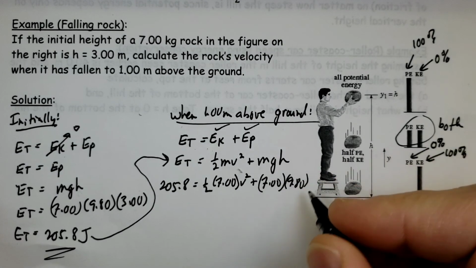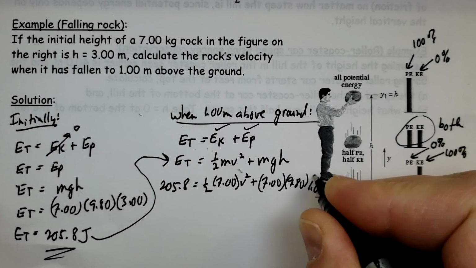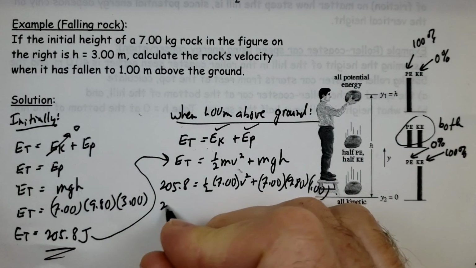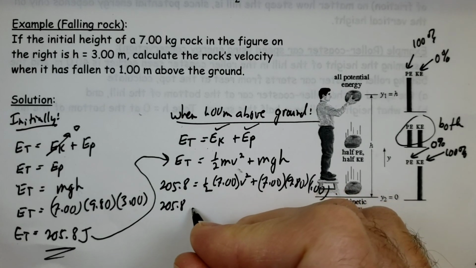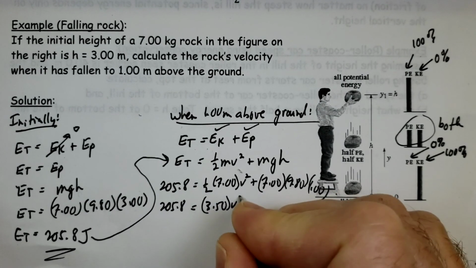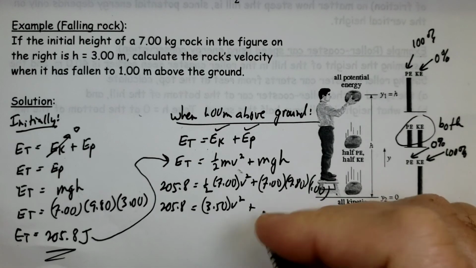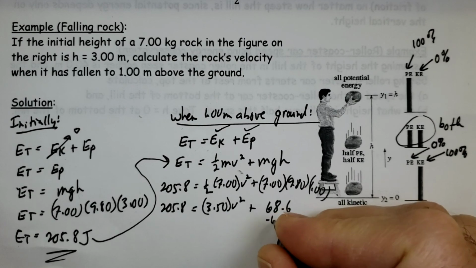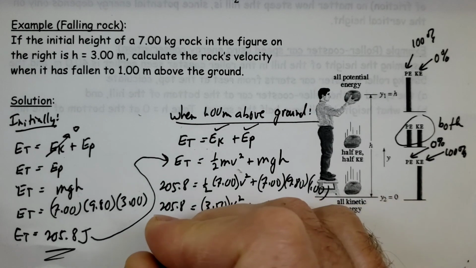Can we squeeze this in? And it's 1 meter above the ground. Just barely able to squeeze that in. 205.8. Half of 7 is 3.5. 7 times 9.8 times 1, 68.6. Subtract 68.6 from each side.